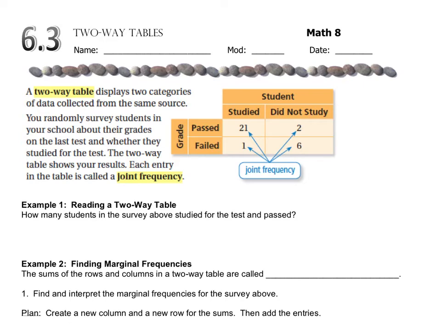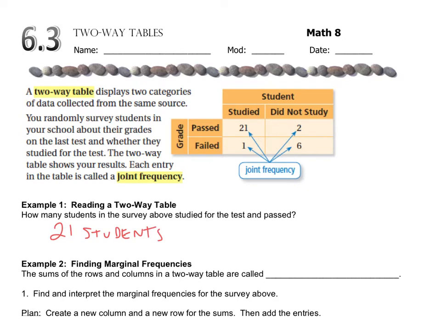So let's try to read through one of these and see what it looks like. Example 1. How many students in the survey studied for the test and passed? What I would do is say, here's the studied column, and then here's the passed row. They meet right here. So the first answer is going to be 21 students. And you always want to include labels when we're talking about word problems. So we had 21 students who studied and passed. Now we did have one that didn't pass and failed, but this question was looking for the two things.